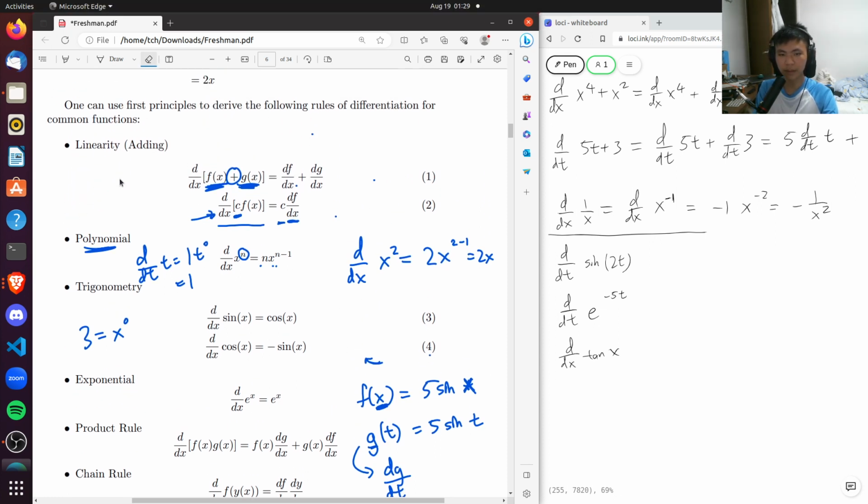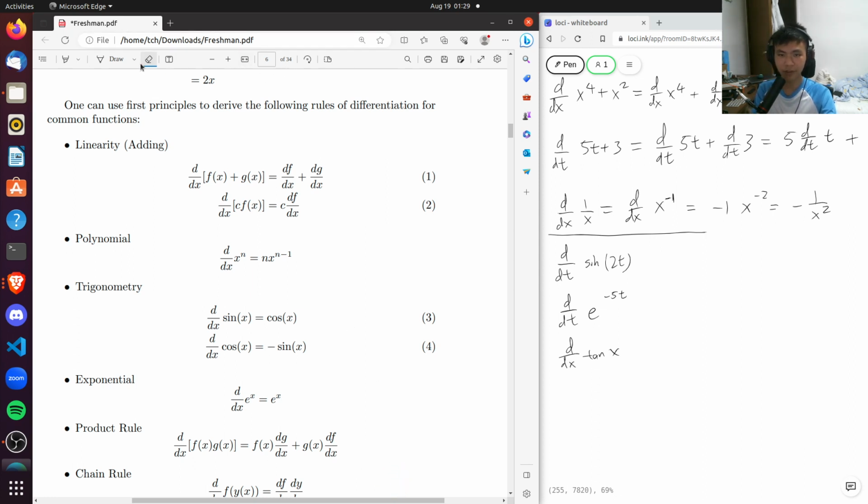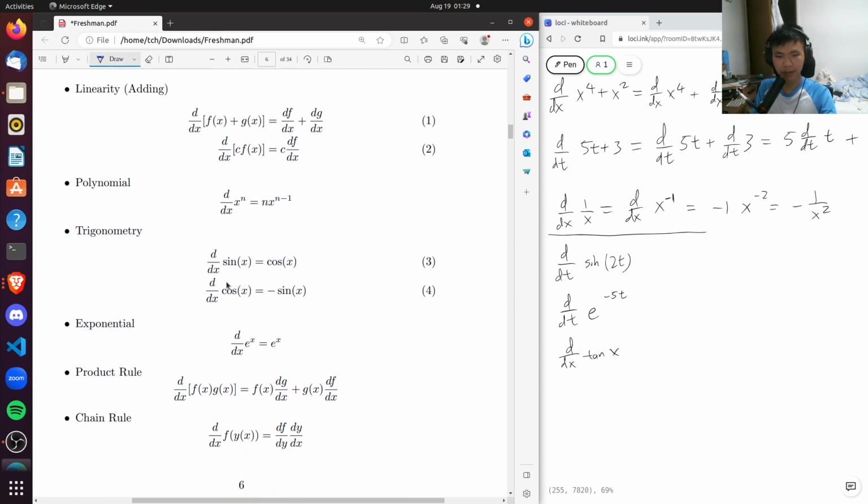So we have linearity and we have polynomial, and now let's talk about trigonometry. How do you take the derivative of trigonometric functions? Trigonometry will come in very useful when we talk about things like oscillations, because it turns out that nature really likes sine and cosine functions, and we'll talk more about this when we talk about differential equations. They're actually very natural solutions to differential equations. So trigonometry: the derivative of sine is cosine, the derivative of cosine is minus sine.